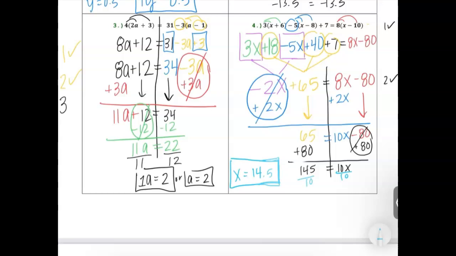Okay, x should equal 14.5. If you got that, keep moving on. If you didn't, go ahead and pause the video and check the steps, step by step, to see why you might have gotten it wrong. And then once you're ready, you can move on to the last part of this.